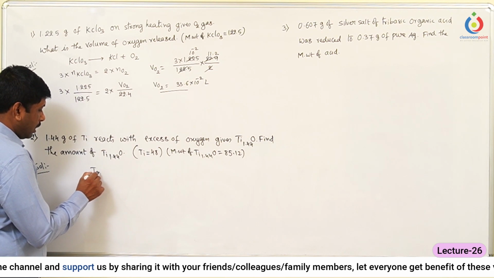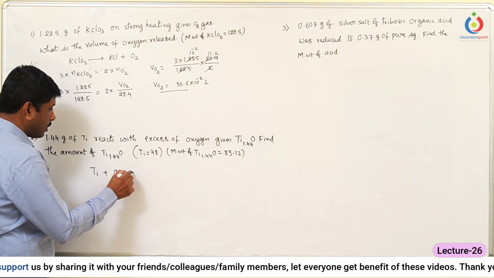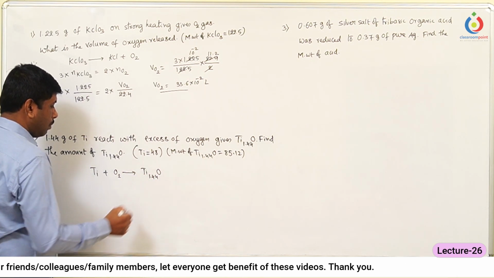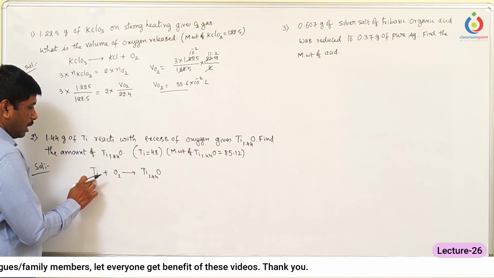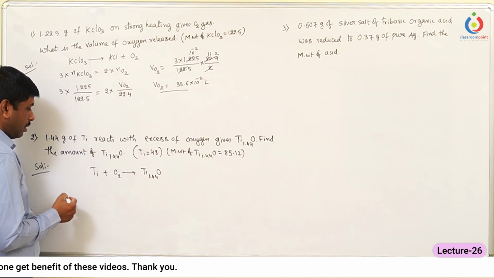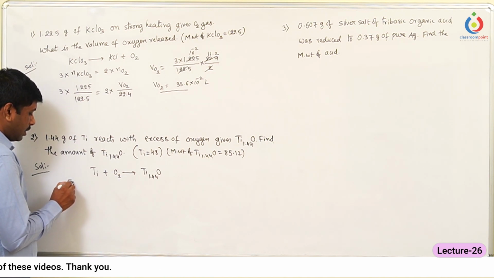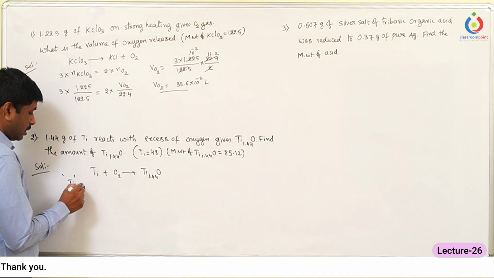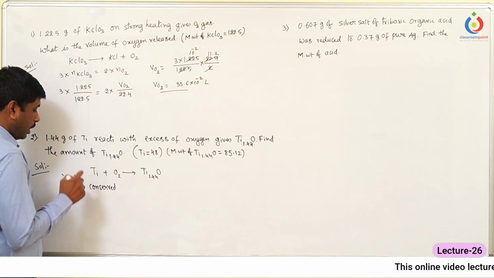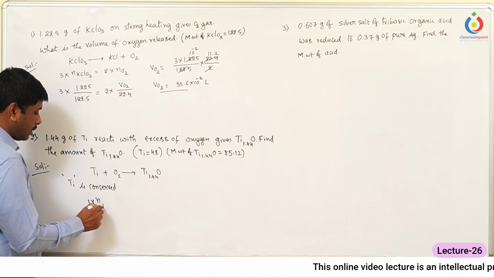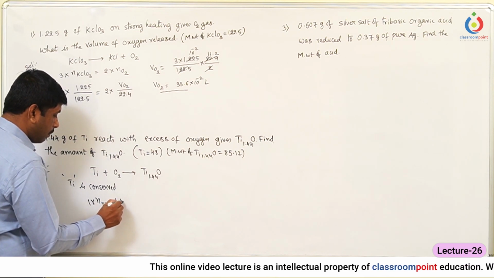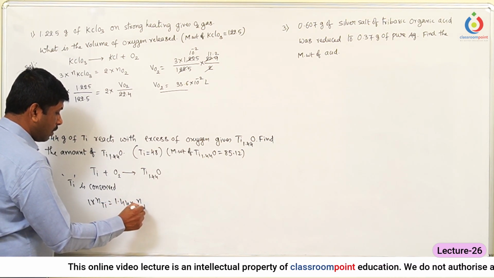They are saying that titanium reacts with some excess amount of oxygen, finally giving Ti1.44O. So here in both cases titanium is common, so the titanium atom is conserved. So here how many titanium atoms are present? Titanium is conserved. So 1 titanium is there, 1 into number of moles of titanium is equal to 1.44 into number of moles of Ti1.44O.